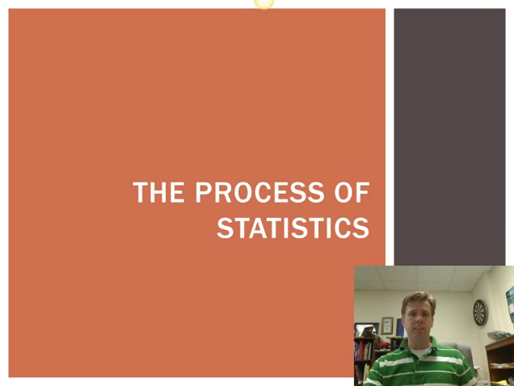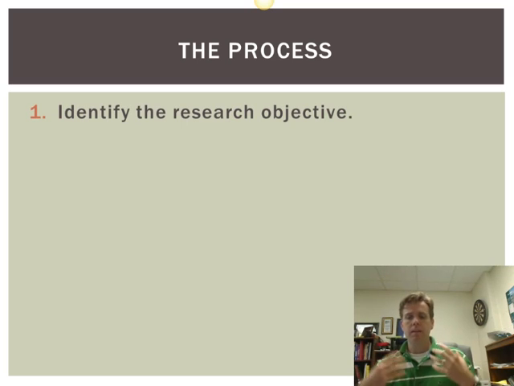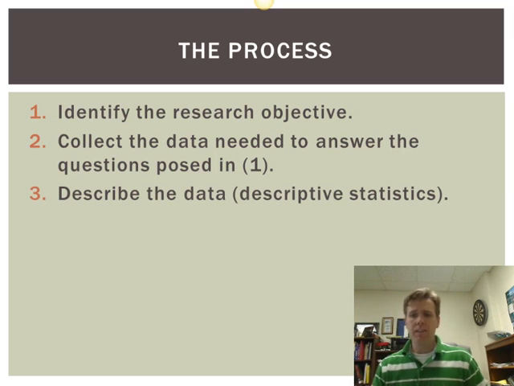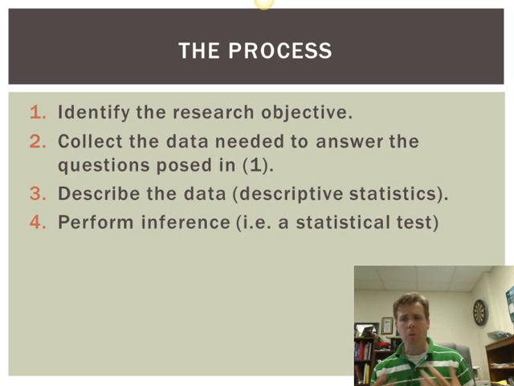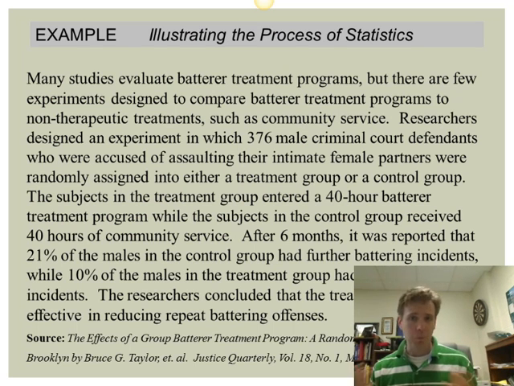So, the process of statistics. We want to be able to see statistics as a process. It's not like in algebra where we just solve an equation. We're going to be given a situation. We want to identify the research objective. We want to collect the data needed to answer the questions that we posed in the first step. And then describe the data using charts, pictures, and tables, and then perform some sort of statistical test called an inference test. We'll look at those in the second half of the course. So here's an example. You're going to see lots of word problems in statistics.